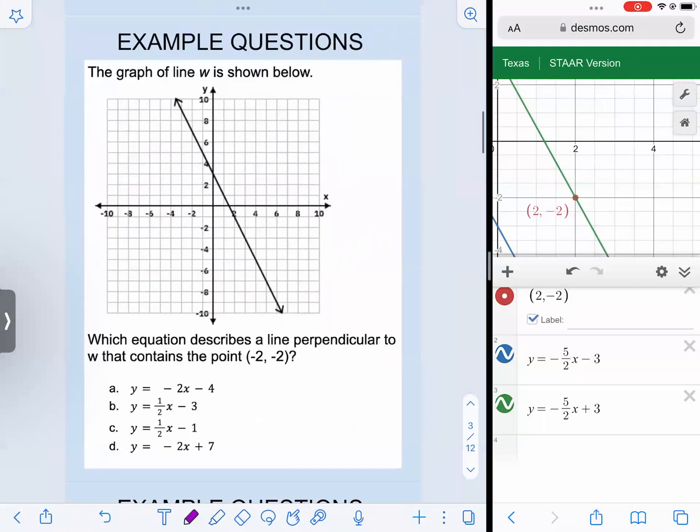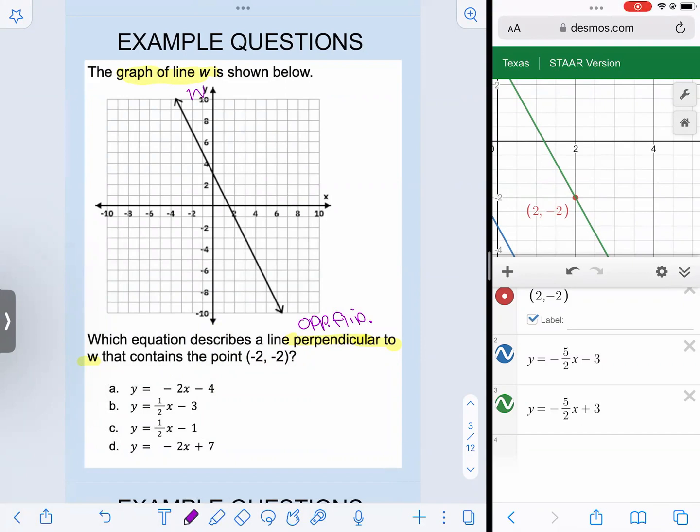Next example question: the graph of line W is shown below. Which equation describes a line perpendicular to W that contains the point (-2, -2)? I look here and I've got two important pieces of information: perpendicular, opposite flip. But then it says this key thing, it's perpendicular to W. And I just kind of go, where's W? Well, the graph is of line W. So this right here, this is line W.